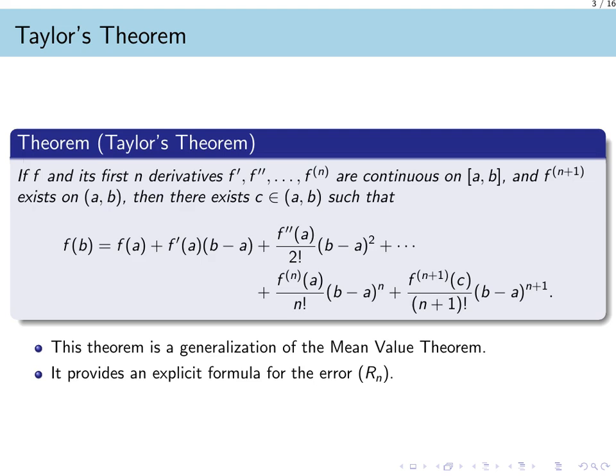As noted, this is a generalization of the mean value theorem, which is simply the case where n equals 0. The essential takeaway is that Taylor's theorem gives us an explicit formula for the remainder, which we can use to determine how accurate our polynomial approximations are.